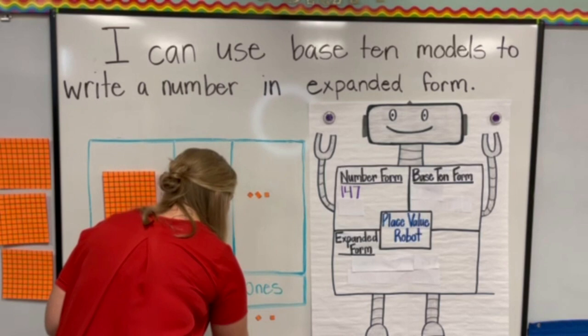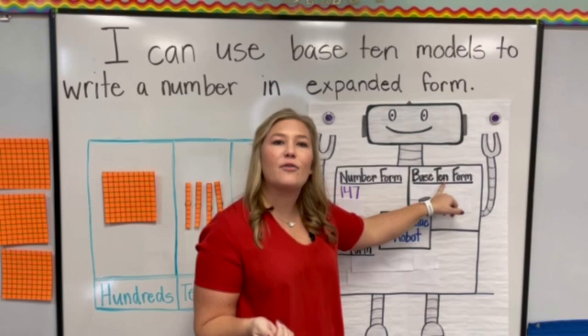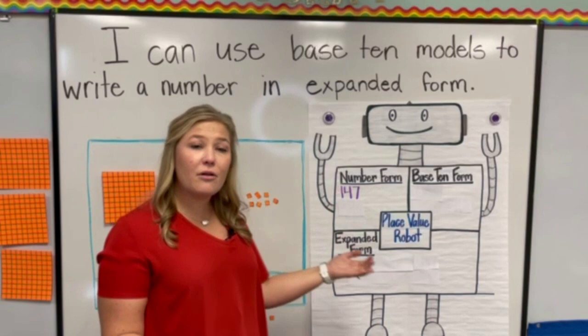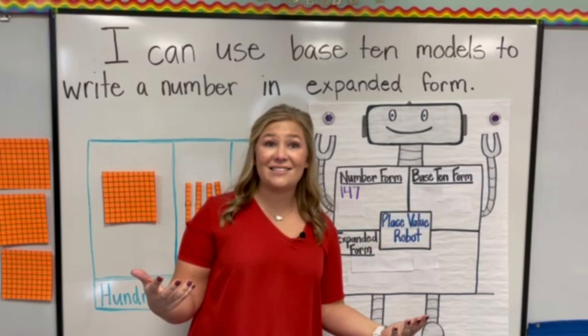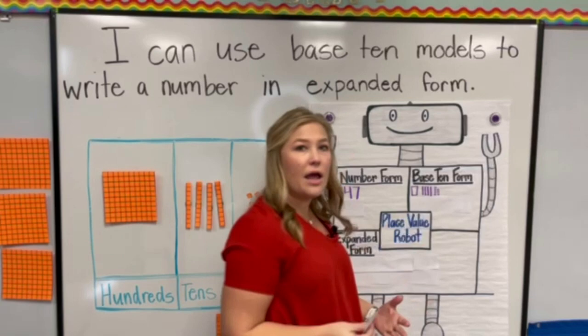Now, before we go on to our expanded form, let's talk about what's going to come next on our graphic organizer. So first, we have our number in number form. That's kind of like normal form. When I tell you to write the number 147, this is most likely what you're going to write. But there are a lot of other ways we can write numbers too. One of those ways is base 10 form. We practiced this last week with drawing our squares for our hundreds flats, our lines for our tens rods, and our little cubes for our ones. So I went ahead and I did the number 147 in base 10 form on my graphic organizer.